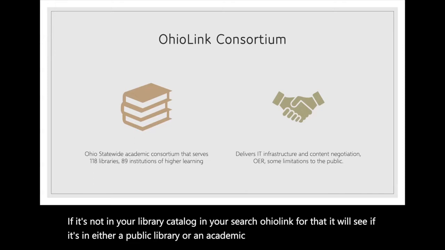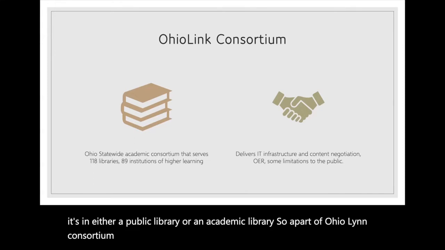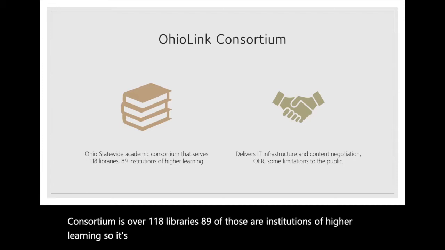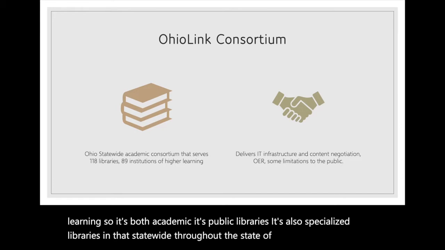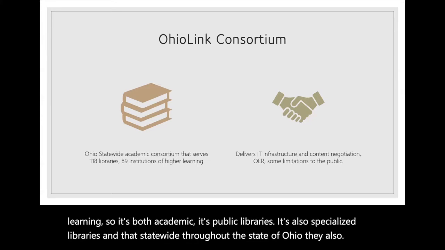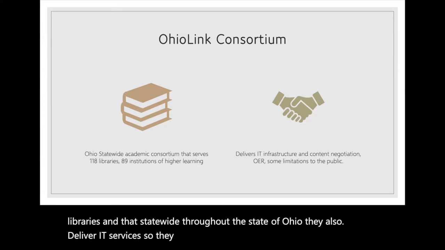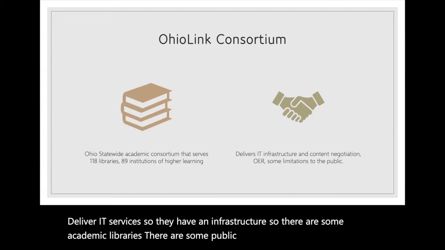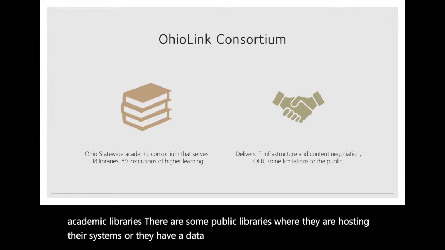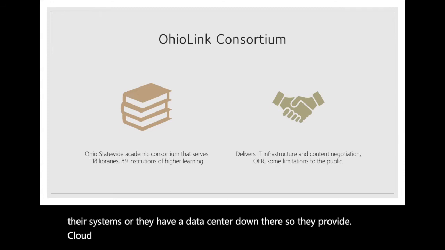It'll see if it's in either a public library or an academic library. Part of the OhioLINK Consortium is over 118 libraries, 89 of which are institutions of higher learning. So it's academic, public, and also specialized libraries, statewide throughout Ohio. They also deliver IT services, so they have an infrastructure. Some academic and public libraries host their systems or have a data center down there. So they provide cloud services for a lot of institutions in the state of Ohio.